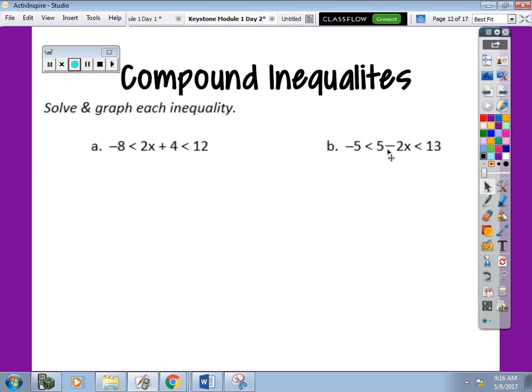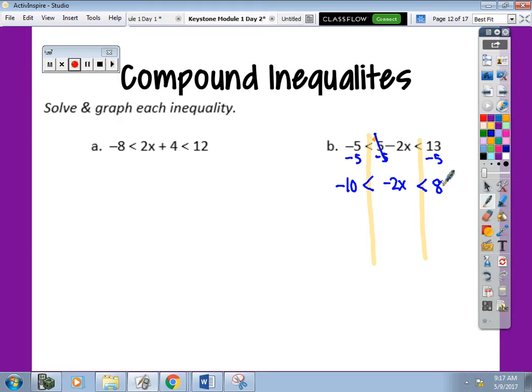Okay. So when you solve a compound inequality, you literally solve it just like an equation, but you're doing inverse operations on all three parts. So this one's kind of out of order. So the 5 is really a positive 5. So I'm going to do the inverse, which is to subtract 5 from all three parts. So we'll have negative 10 is less than negative 2x is less than 8.